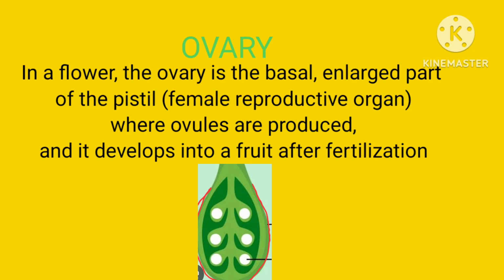Next is about the ovary. In a flower, the ovary is the basal or the enlarged part of the pistil, part of the female reproductive organ, where ovules are produced. Ovules are egg-like structures and it develops into fruit after the fertilization.